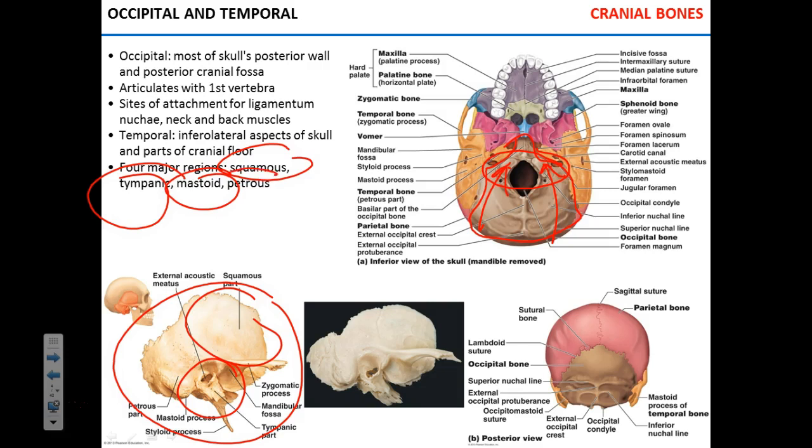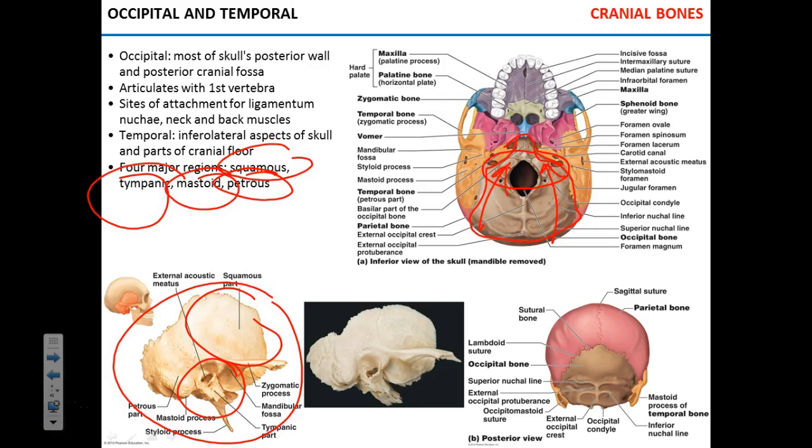And the petrous region is the posterior aspect of the bone. Here. Petrous in Greek means stone. In this case, it refers to the thickness and toughness of the petrous region of the temporal bone. Does that make sense?